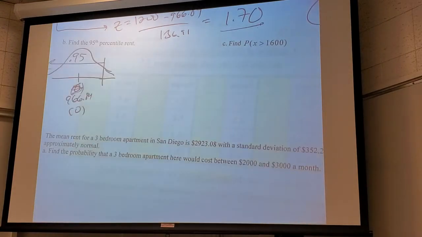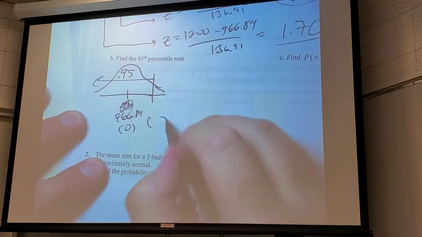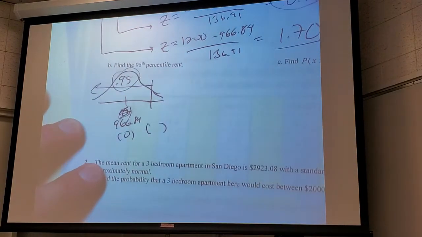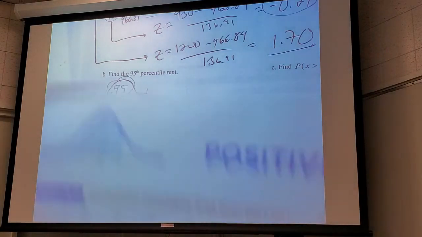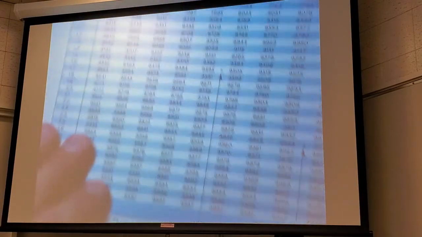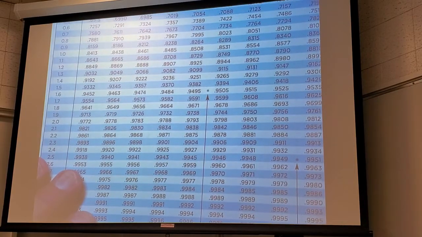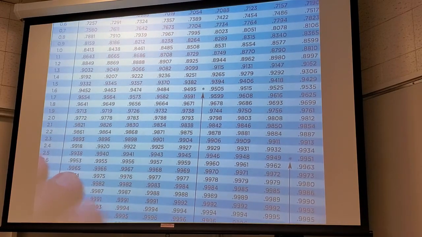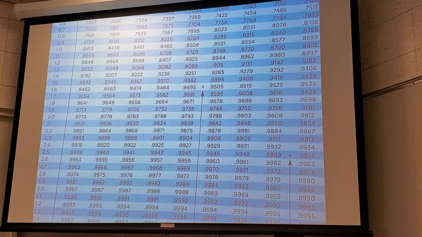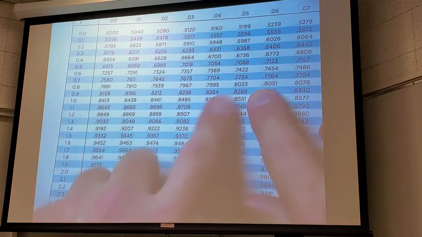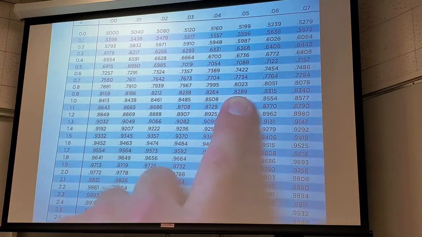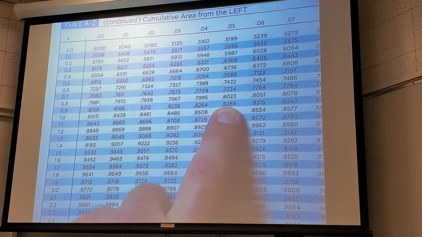Okay, so help me out. What is the Z score for the 95th percentile? How do you find it? This is a neat one. It's where you get to take a little adventure on a piece of paper. Where's 0.95? The closest I can get to 0.95. Here we go. 0.95. There you go, Jeff.